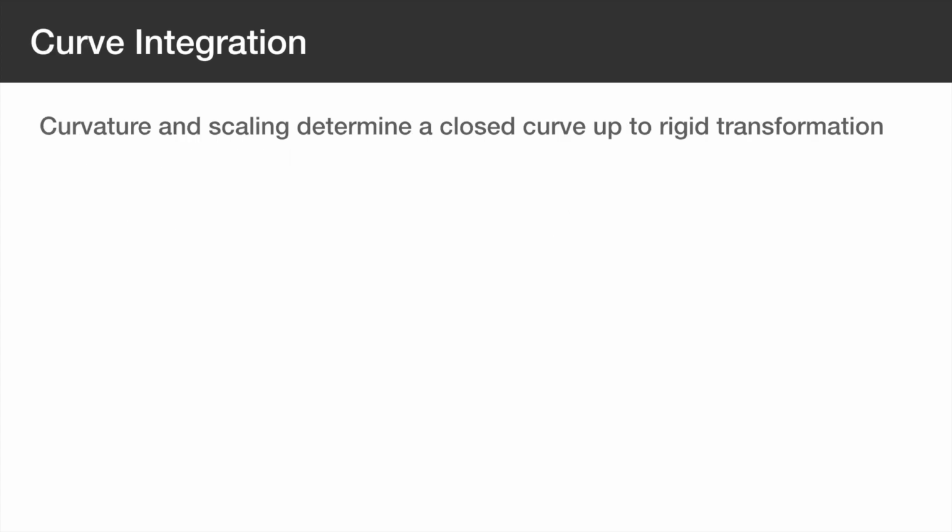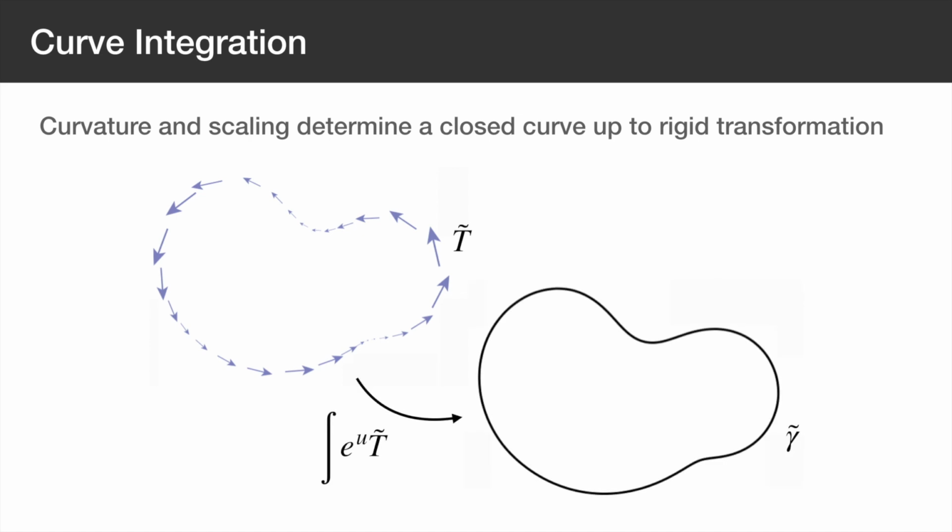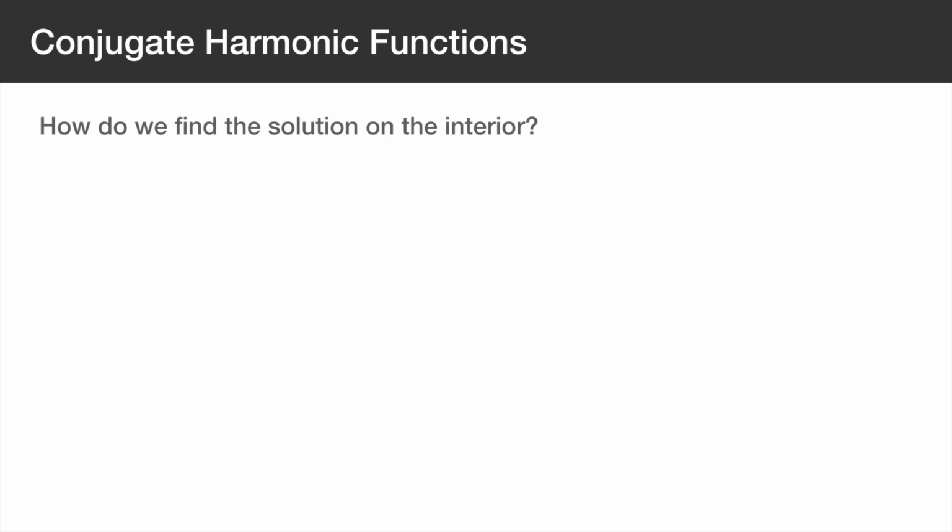A key step in BFF is recovering a closed boundary curve using information from the Yamabe problem. Luckily for us, boundary curvatures and scaling uniquely determine a closed curve up to rigid transformation, with the cumulative curvature telling us how much to turn and the scaling giving us the speed to move at while we draw the curve.